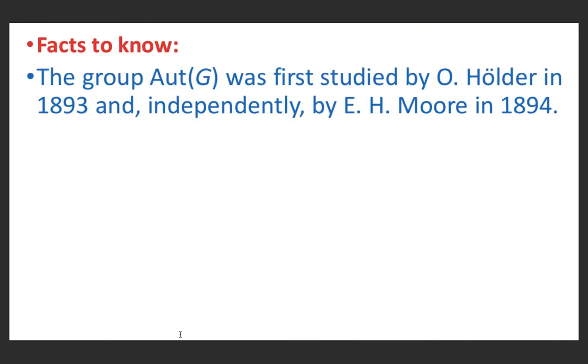Now the group of automorphism was first introduced by O. Holder in 1893, and independently E. H. Moore also introduced it in 1894.